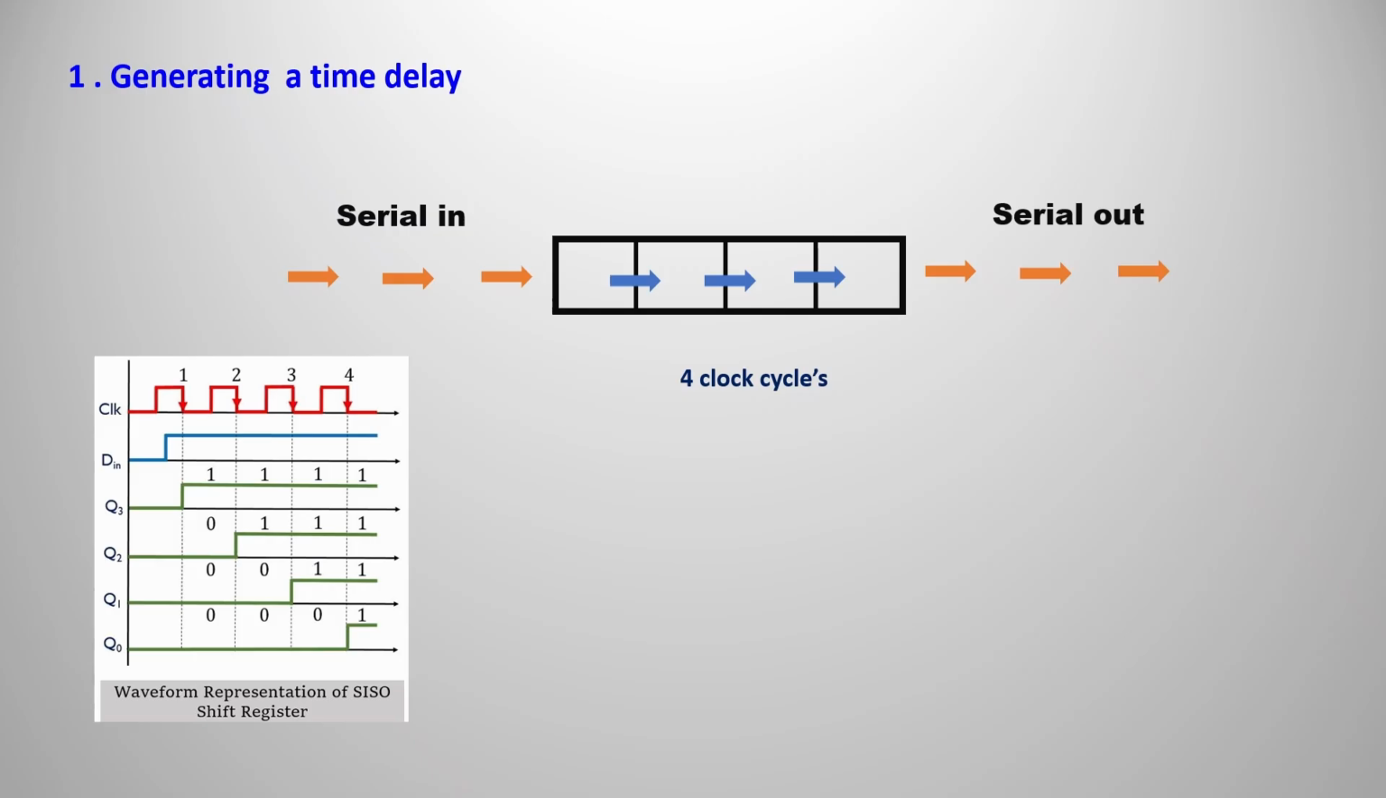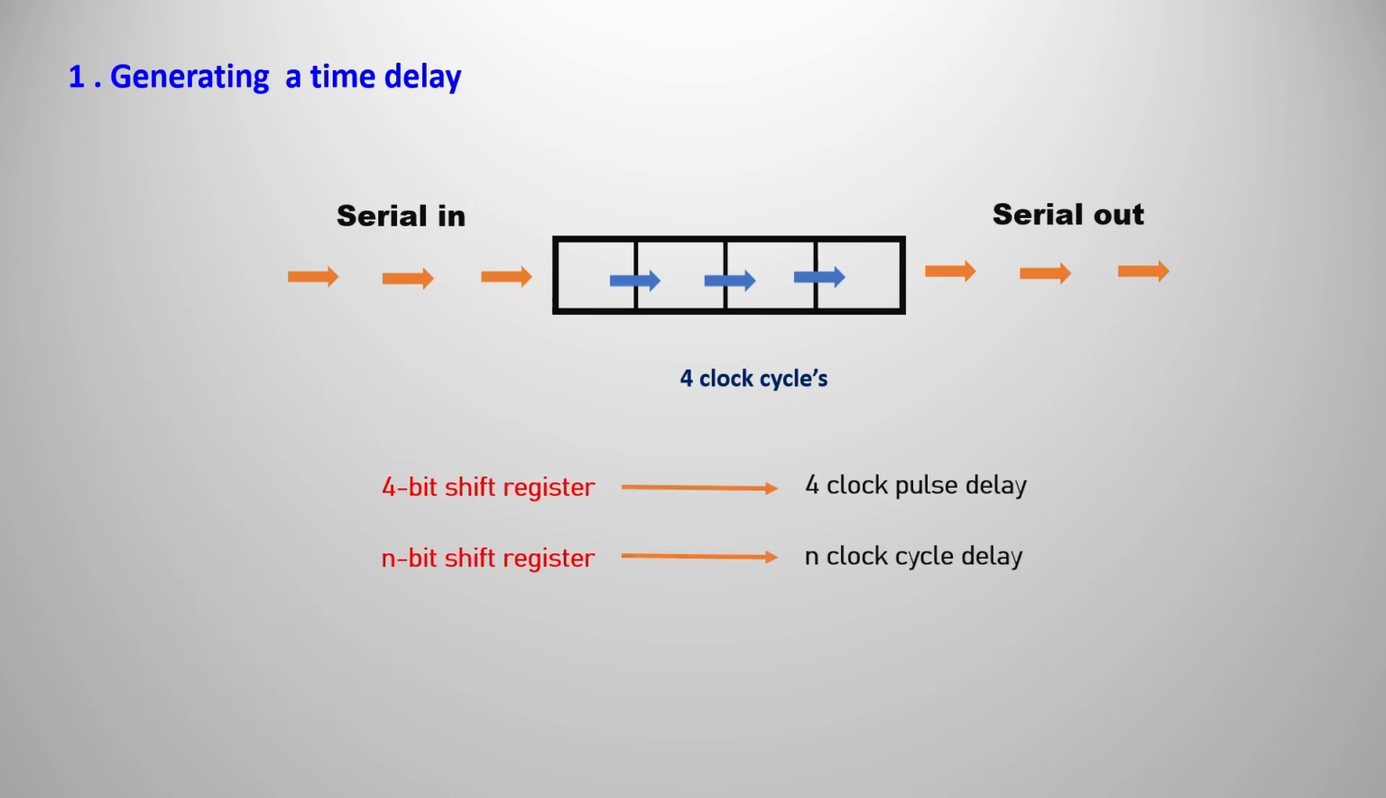That is simply the time delay: a 4 clock delay for the 4 bit. For a 4 bit shift register, we encounter 4 clock pulses or 4 clock cycles of delay. For an n bit shift register, we are going to have n clock cycles of delay. So we can use this delay wherever we want.